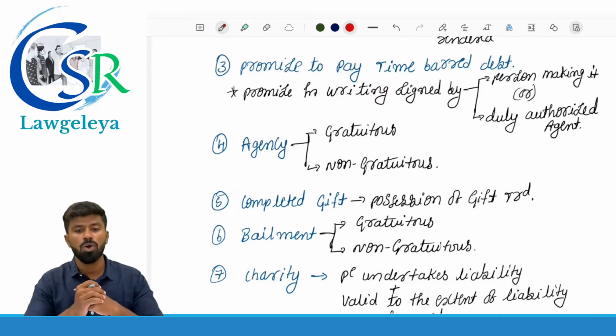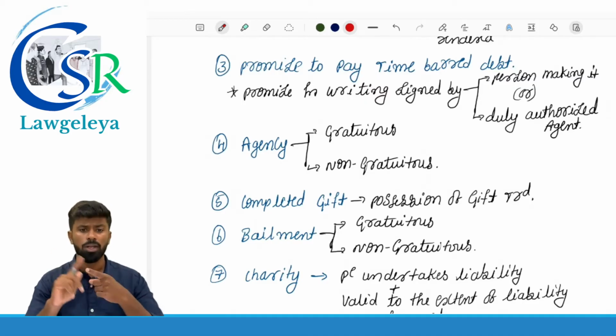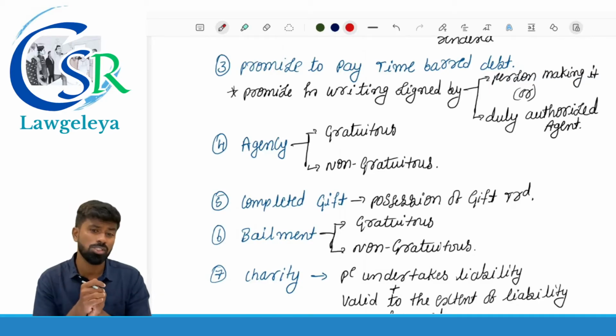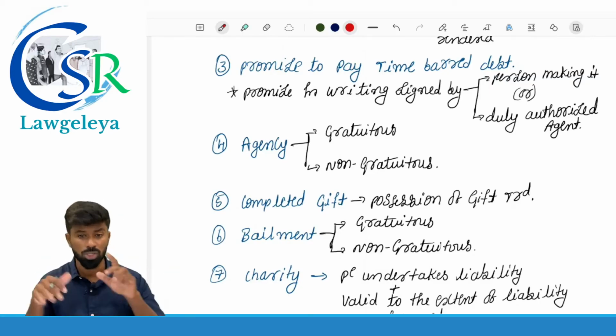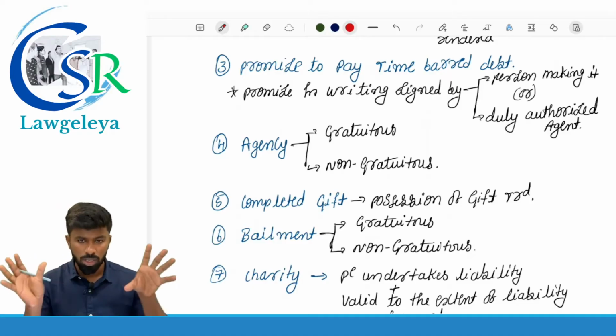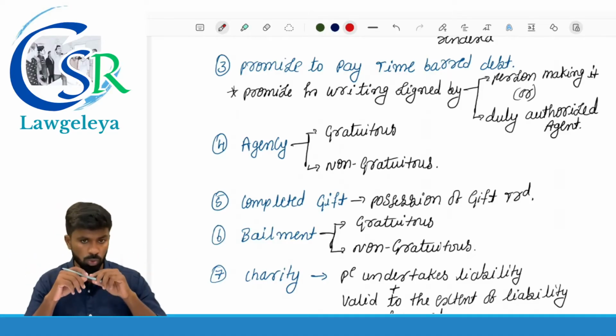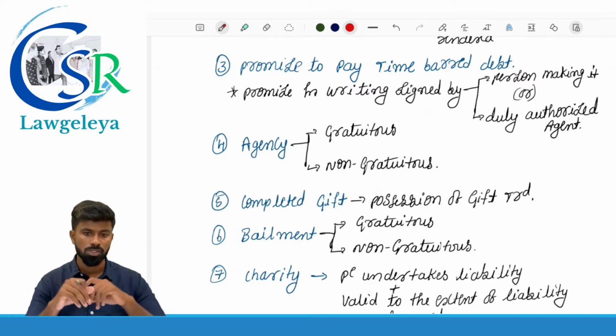Next one, agency contract, section number 182. Sections 182 to 185 provide that agency can be with consideration or without consideration. Gratuitous as well as non-gratuitous, both are valid. So one of the exceptions is agency, where even without consideration it is enforceable by law.